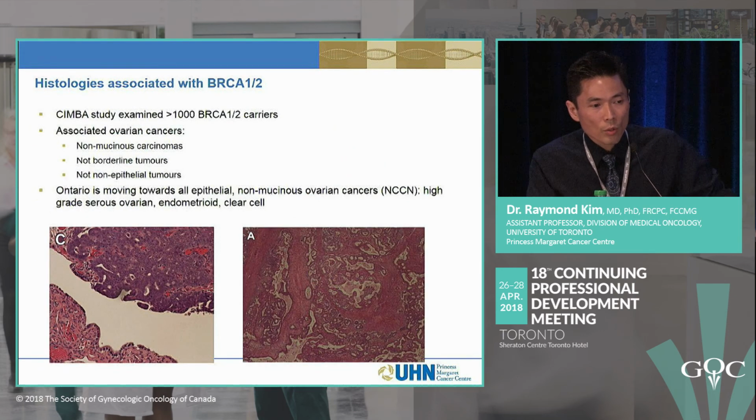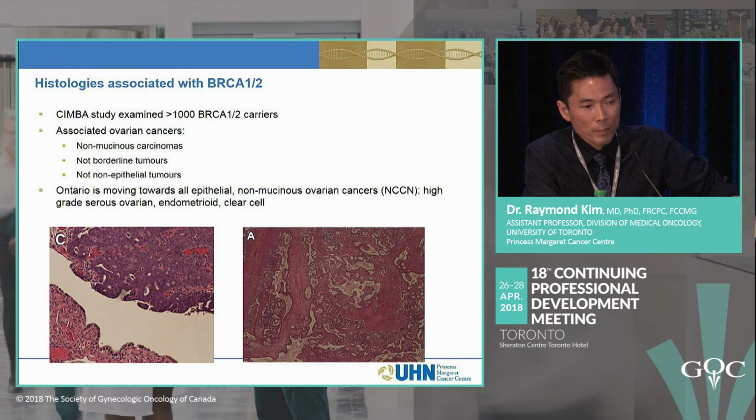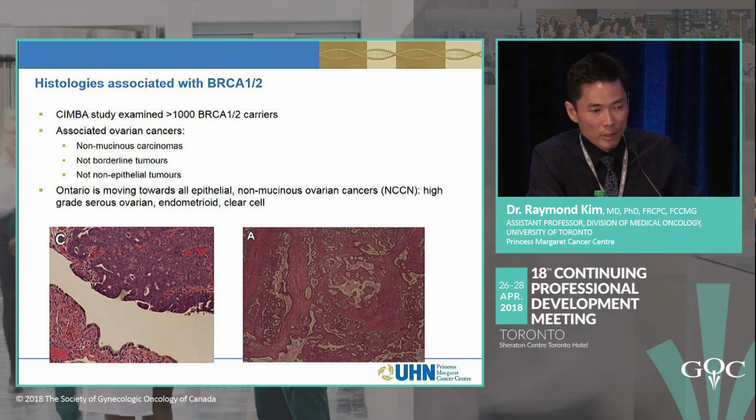So the histologies associated with BRCA1 and 2, this is the big SIMBA study from many years ago. They find that the associated ovarian cancers are generally non-mucinous, not borderline tumors, not non-epithelial. In Ontario, we're moving towards all non-mucinous, as NCCN has, but right now, at least in Ontario, the guidelines say for high-grade serous ovarian cancer.